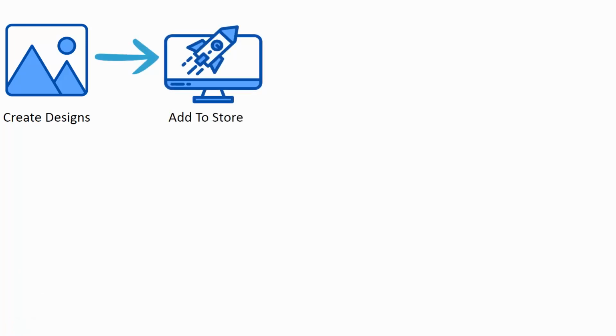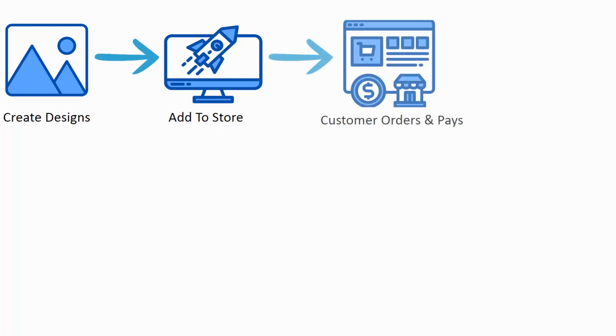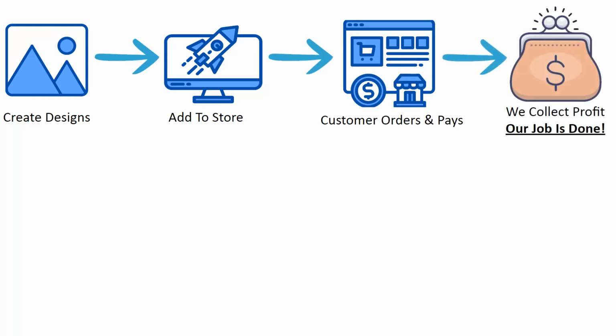Here's exactly how Print on Demand works. You're going to have designs created, or you're going to buy them ready to go. And you're going to take these designs and add them into your store via your Print on Demand app. I'll show you this. And once you have products in your store, of course, just like any other product, you'll be able to have customers come in, order, and pay. And this is the magical part right here. We're going to be done at this point.